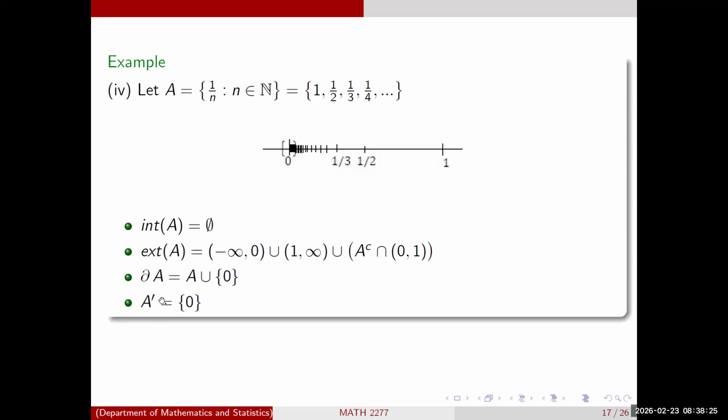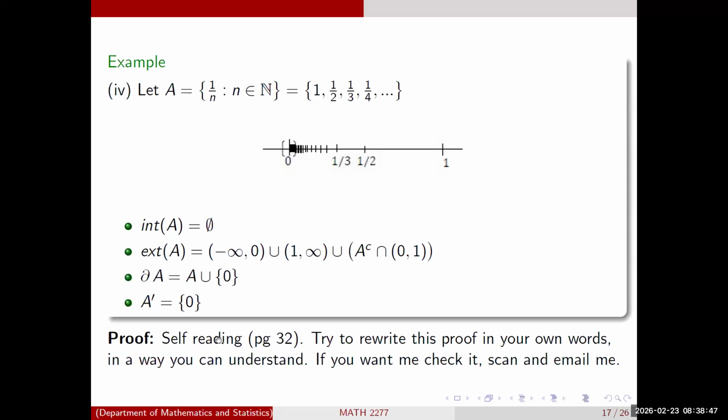And the set of all limit points, it turns out this set only has one limit point, and that is 0. And notice 0 does not belong to A. Okay, so the limit points do not have to belong to the set. The proof here I put as self-reading, page 32 in the course notes. So sit down and try to write through it, and see if you understand.